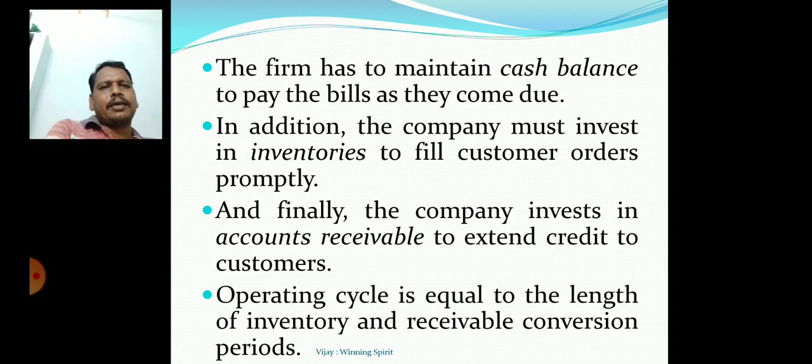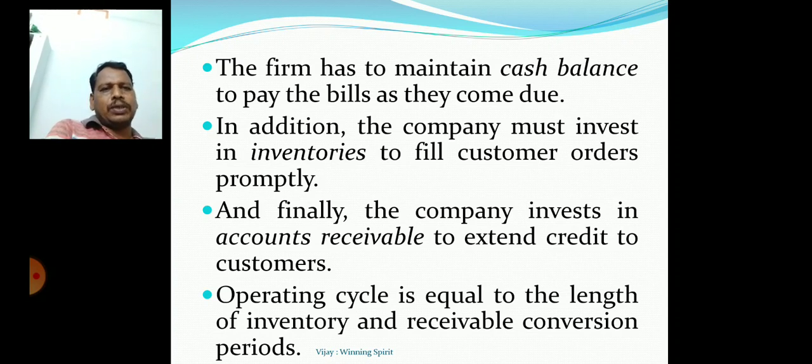It represents cash to cash. Generally, cash to purchases will be converted into raw material, converted into work in progress, converted into finished goods, converted into debtors, and converted into cash. The operating cycle is represented by the period implied to convert cash to cash. Means once again, cash to purchases.